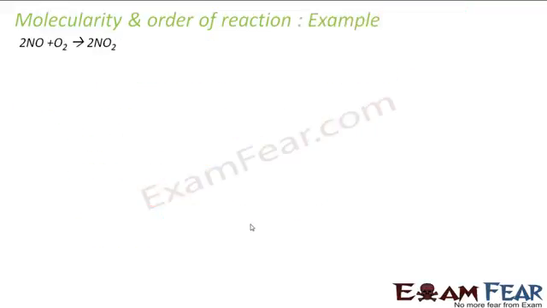Let's take more examples to understand this concept. 2NO plus O2 gives 2NO2, and experimentally we have seen that rate is equal to k [NO]^2 [O2]^1. This is the experimental value. Let's try to prove this value using the molecularity concept. This is again a complex reaction. It is a two-step reaction.